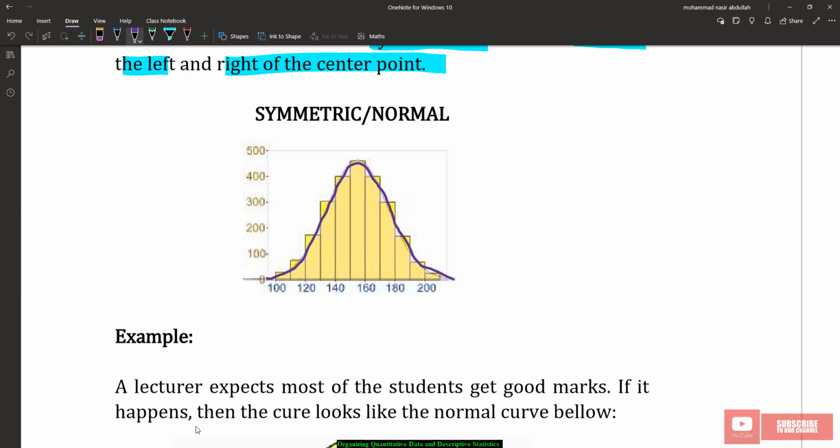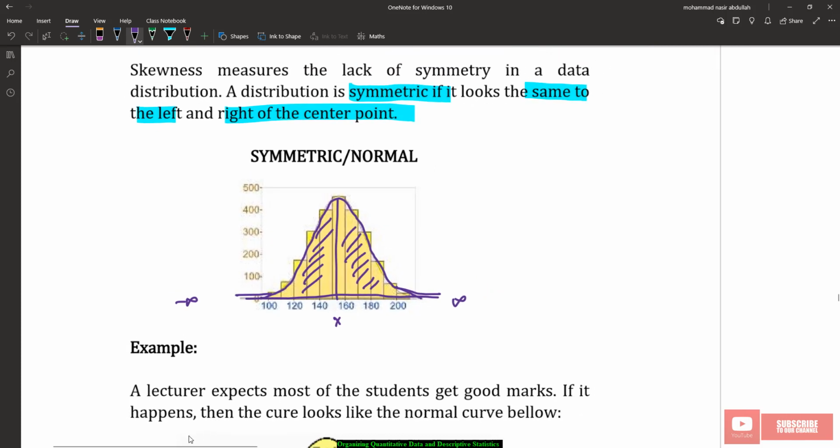So means that dekat bawah ni, the tail dekat sini can never touch the axis. So dia adalah asymptotic. Maksudnya it will go from negative infinity to infinity without touching the x-axis. And dekat sini kita akan dapat mean. Let's say this is the mean. The area on the left hand side is equal to the area on the right hand side. Right? So this is a symmetrical distribution.